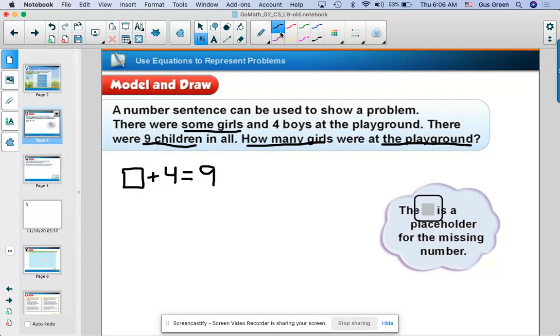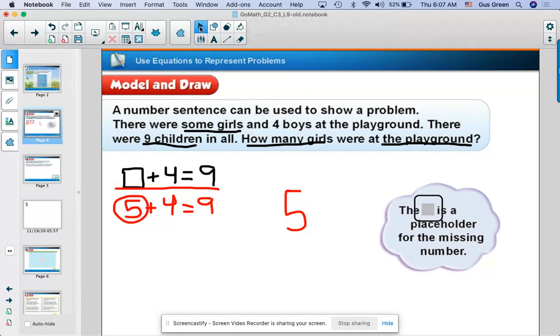I'm pretty quick at my facts. I know this one. I'm going to change my pen color. It's 5 plus 4 equals 9. And so the missing information is the number of girls. So 5 is how many girls were on the playground. And when you do this work, when you're showing your work, either in your workbook or on your dry erase board, this box has to be put in the first sentence that you do. That's important because it will be on the test.